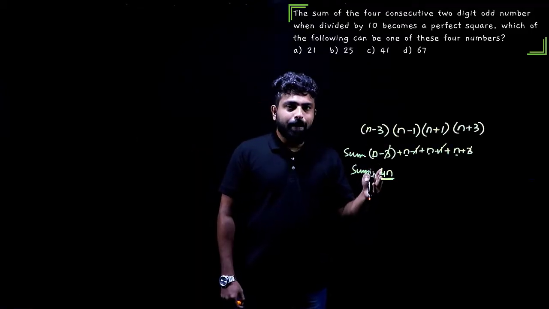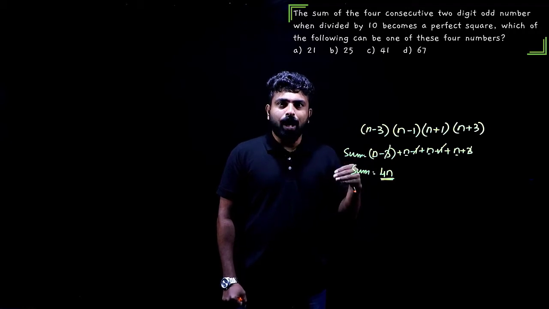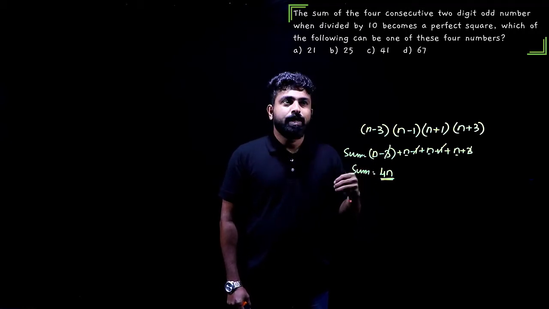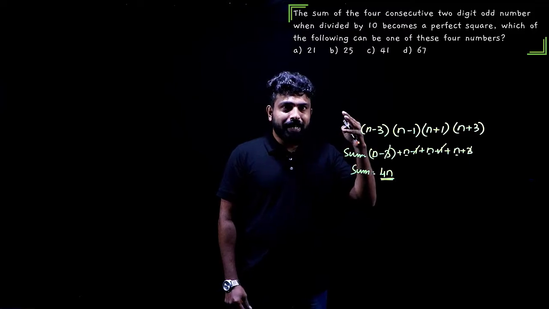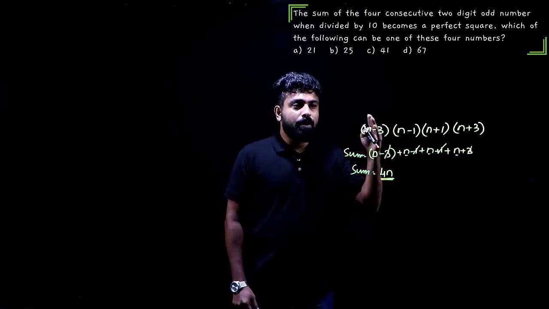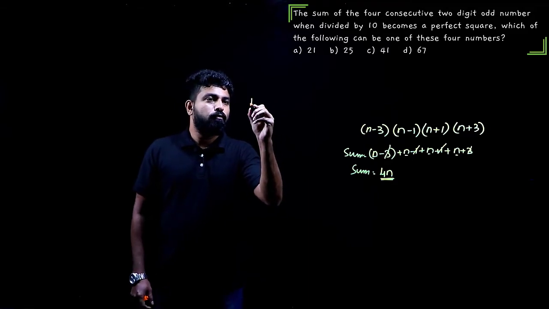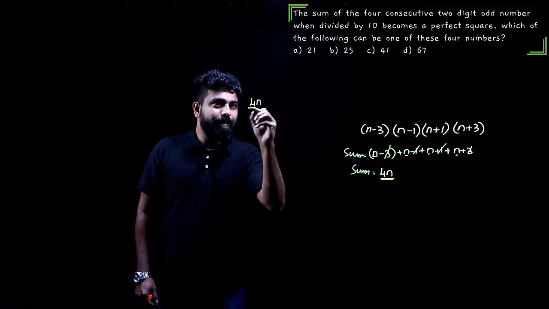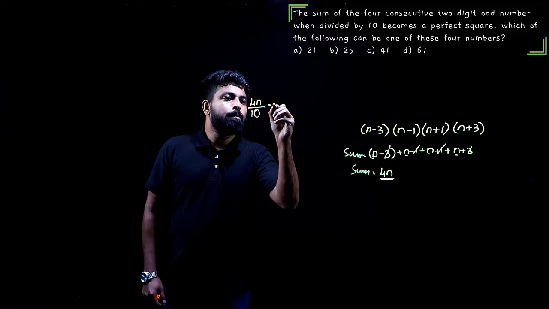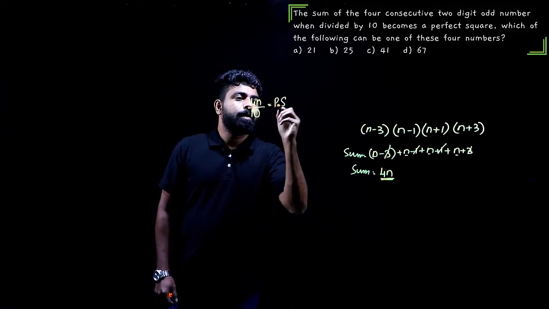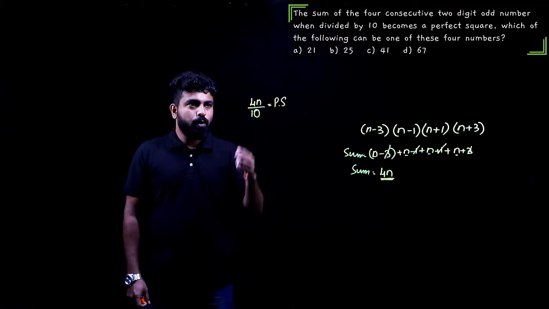Now, we have got our sum as 4n. So, after this, what have they told? They have told that the sum when divided by 10 will become a perfect square. So, the sum is 4n. When 4n is divided by 10, it will give me a perfect square. Let me write that as PS. Now, we are stuck here.